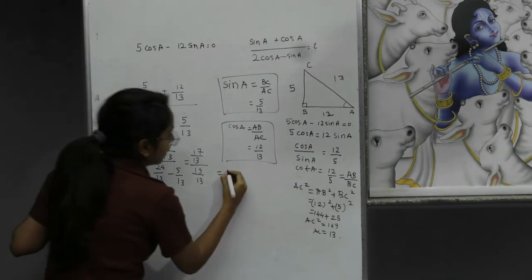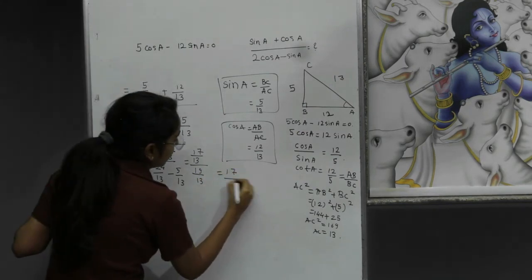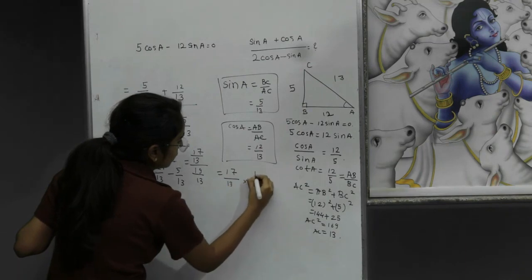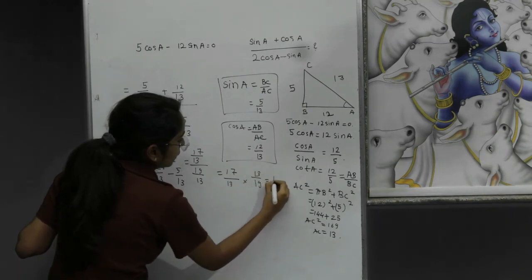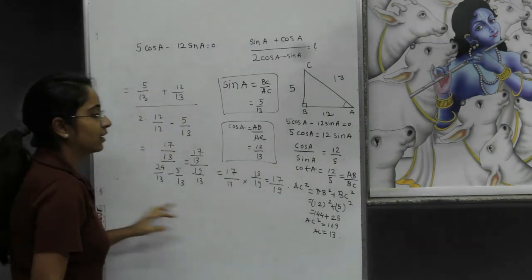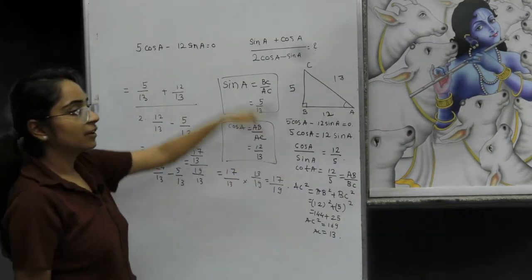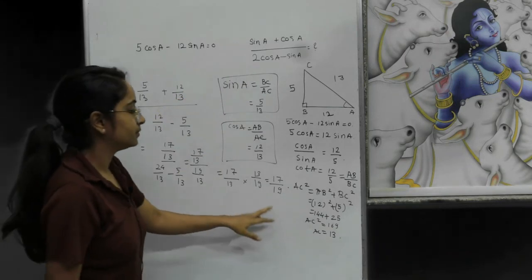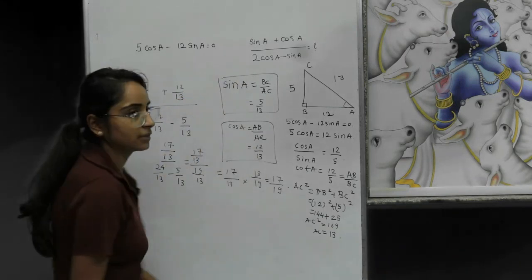So solving, we will get 17 upon 13 into 13 upon 19. We will get the answer as 17 upon 19. This is the required answer for the question. Thanks.